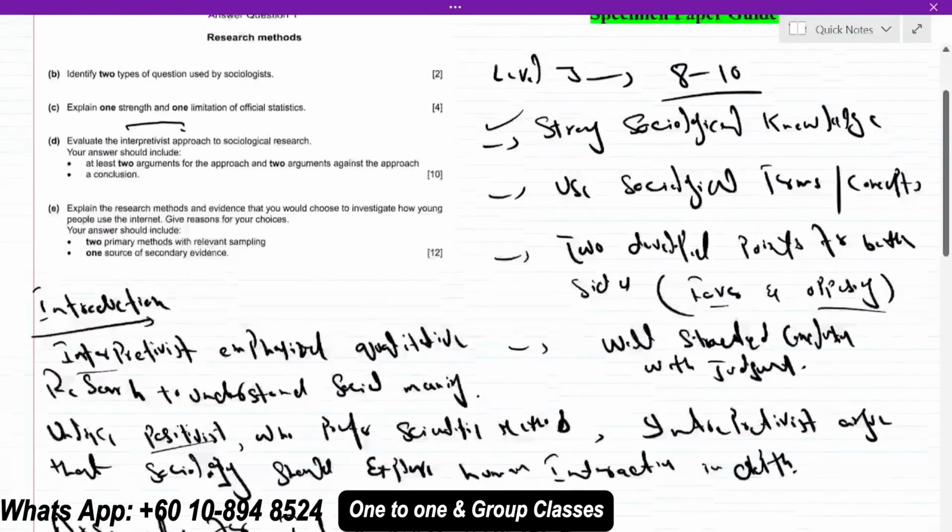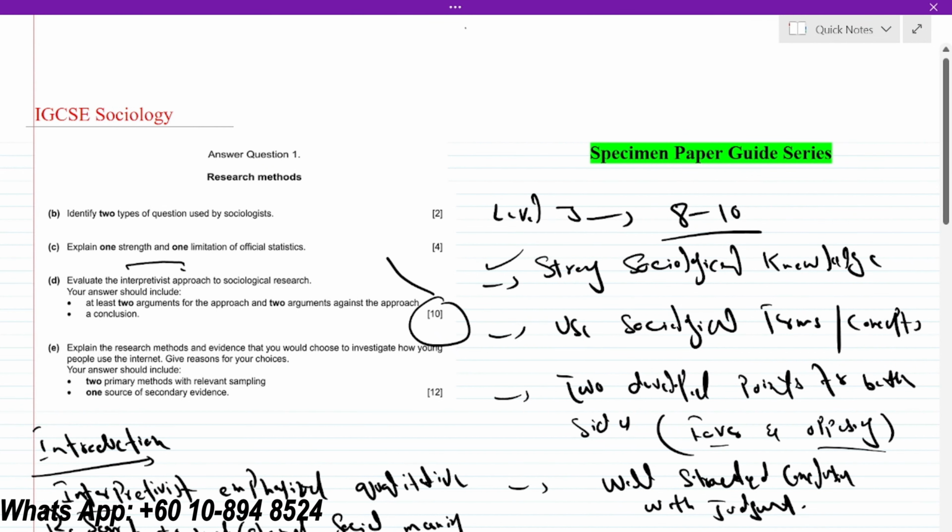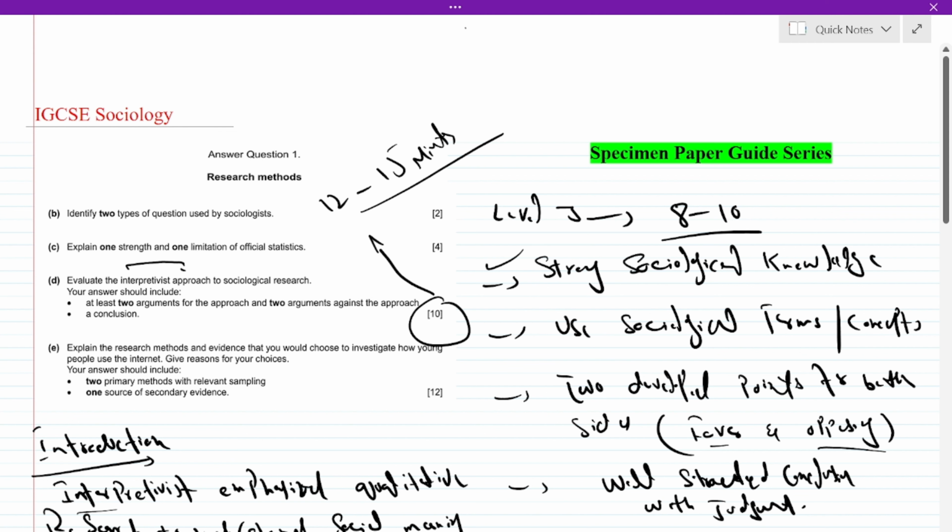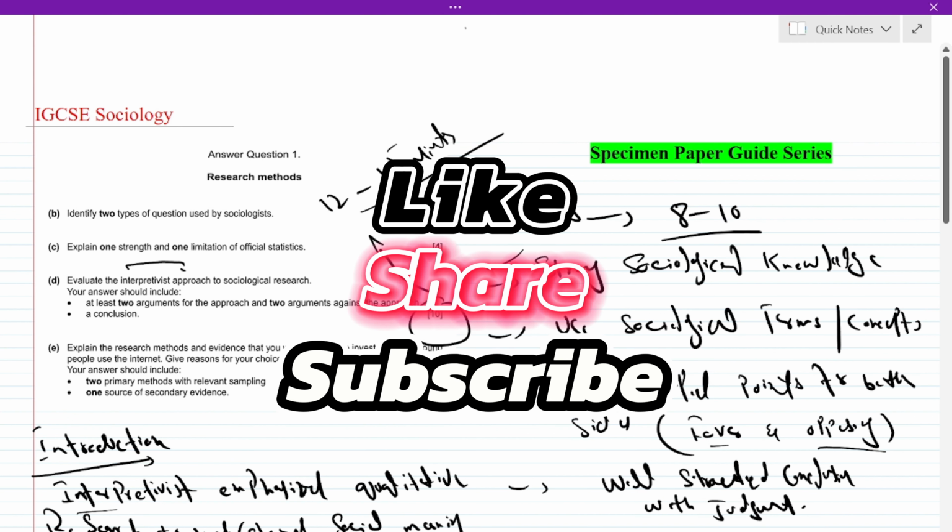Remember, for that 10-mark question, try to attempt it in somewhere between 12 to 15 minutes. Right. So this is how you have to attempt this particular part B, C, and D.